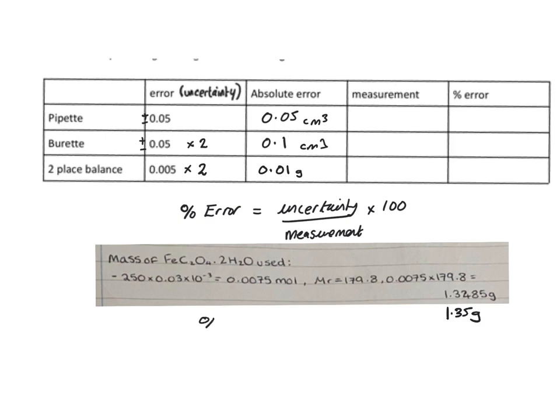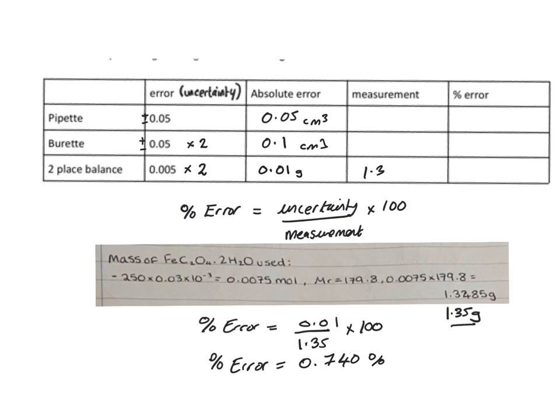So the percentage error, therefore, is the uncertainty, which is 0.01, divided by the measurement, that was what was weighed out, which is 1.35 grams, and then we times that by 100%. The percentage error, therefore, for the top pan balance in this case is 0.740%. Let's put that into the table. So the measurement was 1.35 grams, and the percentage error we've calculated is 0.740.